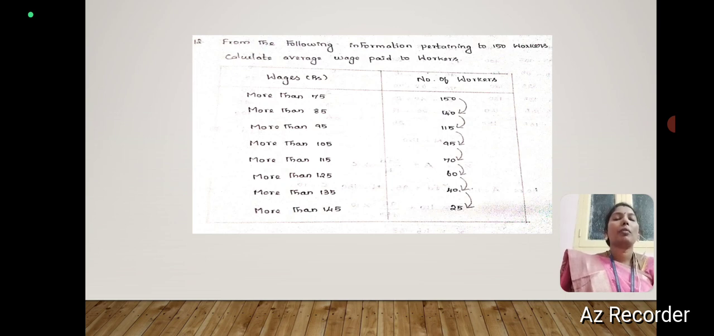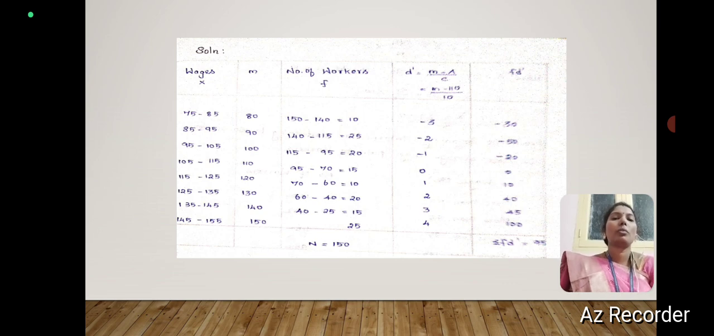And this is another type of cumulative series problem. It is a more than type. From the following information pertaining to 150 workers, calculate the average wage paid to workers. The first column is wages of more than type, and the second column is number of workers. Whatever is given in the problem, either less than type or more than type, we have to convert into class intervals and then find the solution.